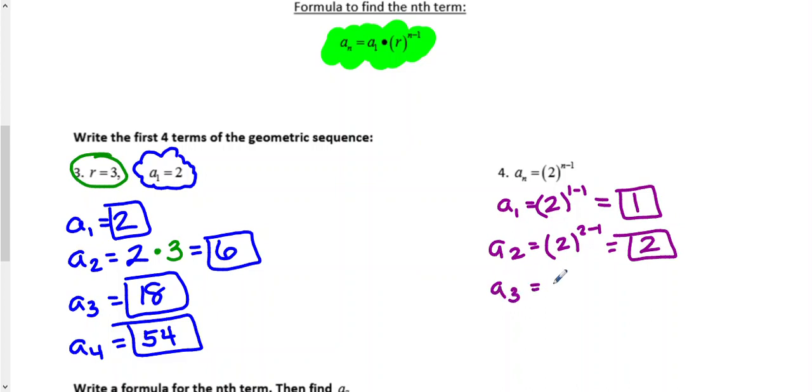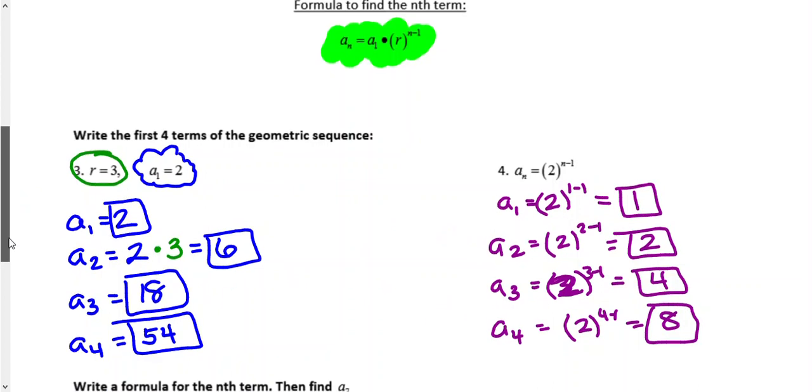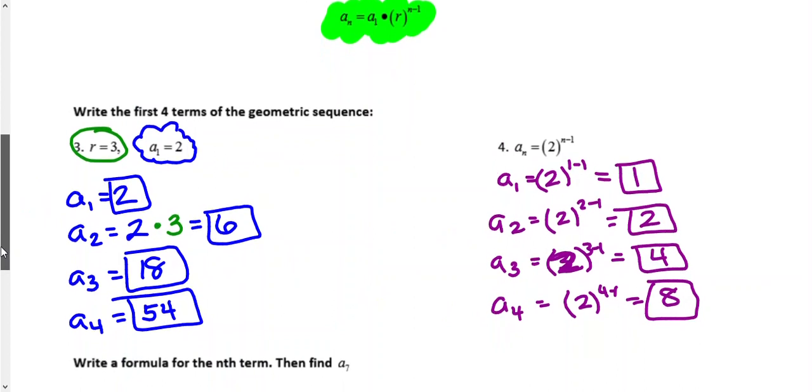Then the third one, we plug 3 in for n, so 2 to the 3 minus 1, it's going to give us 4. And then a sub 4 is 2 to the 4 minus 1, which gives us 8. So there are my first 4 terms of each sequence. And remember, a sequence is just a list of numbers.